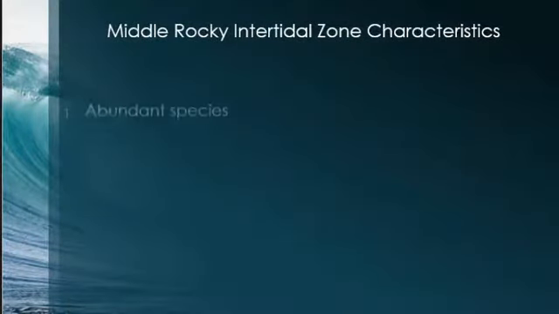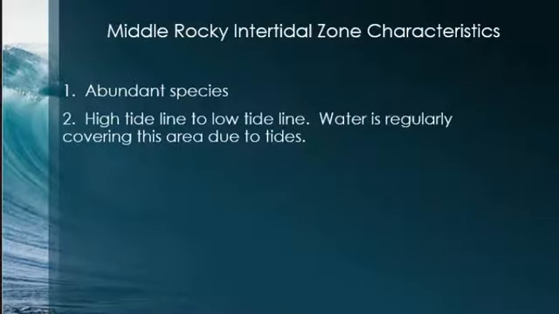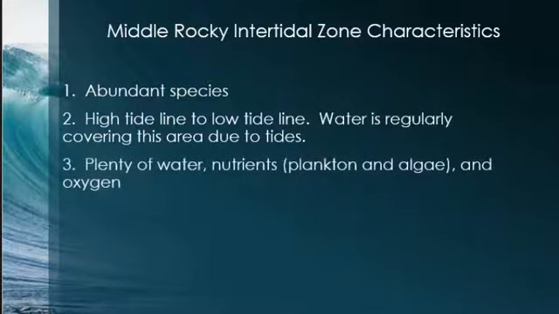All right, middle. Here we go. Abundant species. It's really hard. High tide line to low tide line. Water is regularly covering this area due to tides. Okay, yeah, up and down.